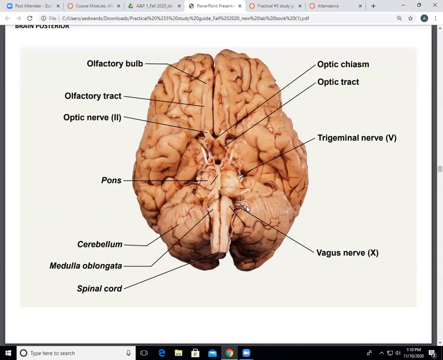Okay. And then there's your medulla oblongata and your spinal cord. All right, so we are going to finish up here. Okay, we're going to conclude the video, and in the next video we will cover special senses. All right.